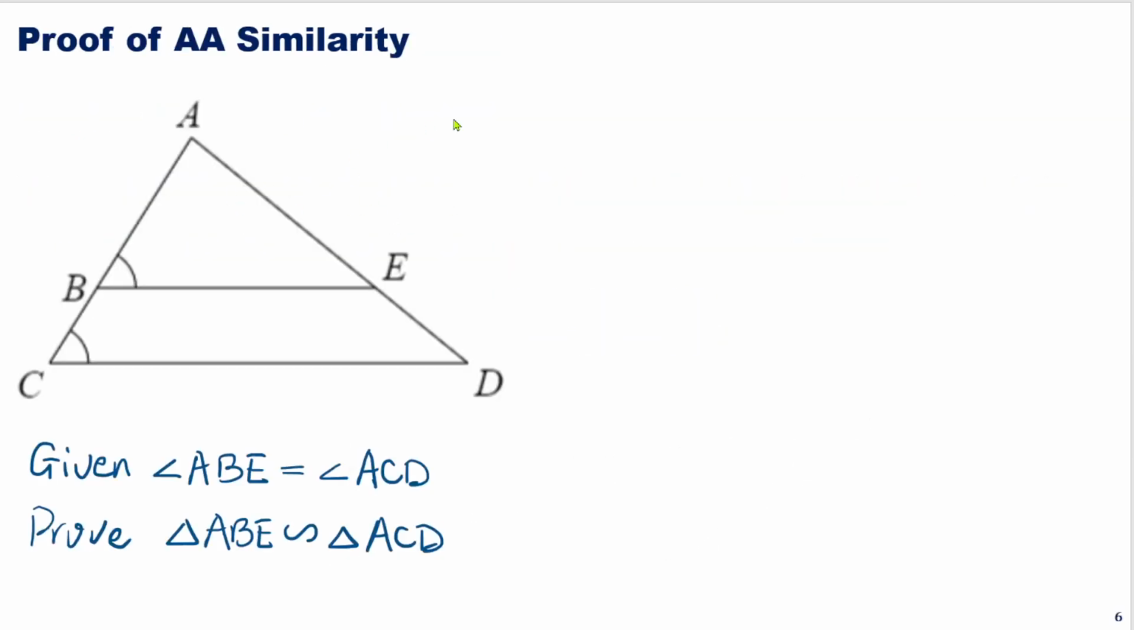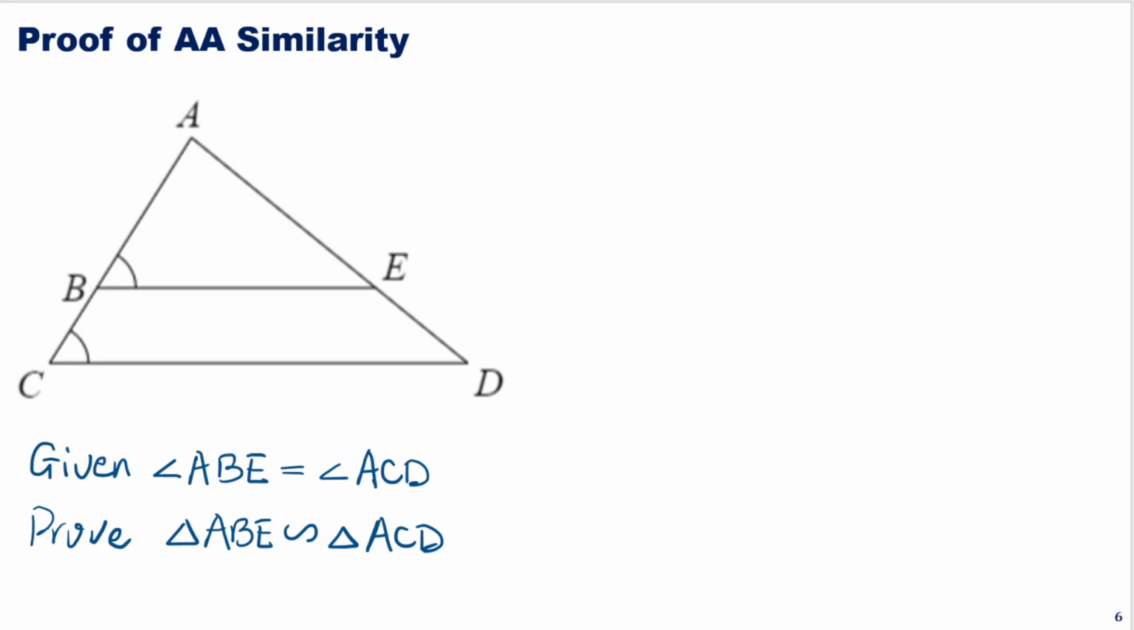The question is, suppose we have two triangles here, ABE and ACD. Given angle ABE equals angle ACD, can you prove these two triangles are similar? That is the question. Okay, so far we don't know any theorem that we can use to prove two triangles are similar, right?